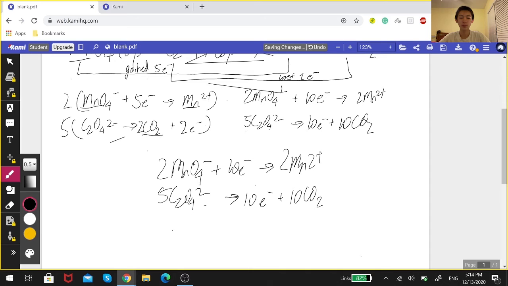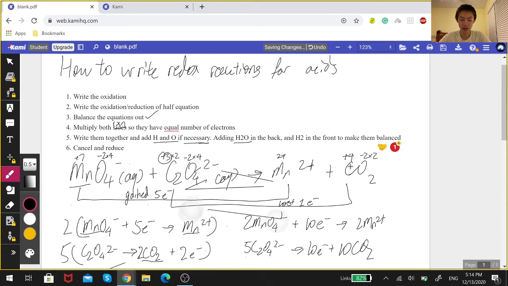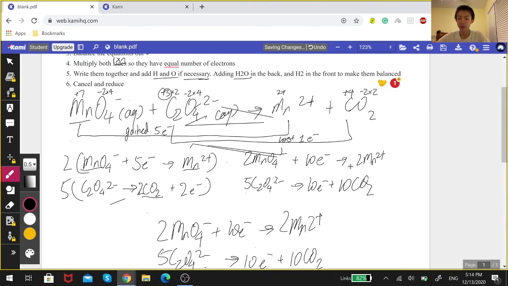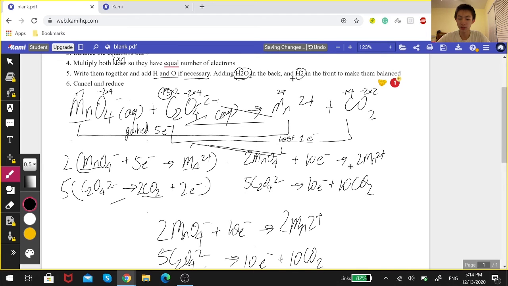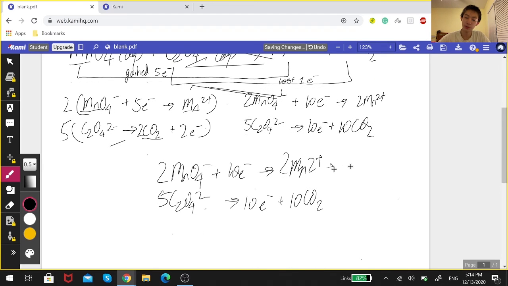And that is where we come to step 4. So we're going to add H and O's if necessary. And it is necessary, so we're going to add H2O in the back and H2 in the front. What does that mean? We're going to add H2O to balance out these oxygens. How much extra oxygens do we have over here? 2 times 4, 8 extra oxygens, which means we're going to need 8 H2O, right? In 8 H2O, there's a total of 8 oxygens, which balances out our 8 oxygens over here.